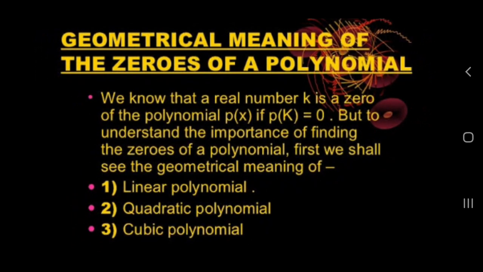First, we know that k is a 0 of a polynomial p of x if p of k equal to 0. Then we explain with c. Then here we have to understand how many zeros are there for each type of polynomial. In the case of a linear polynomial, how many zeros will be?